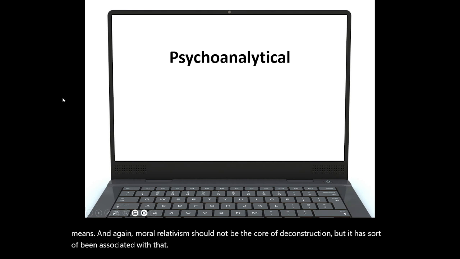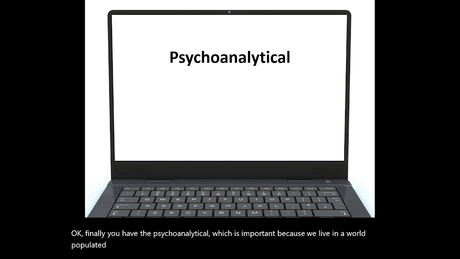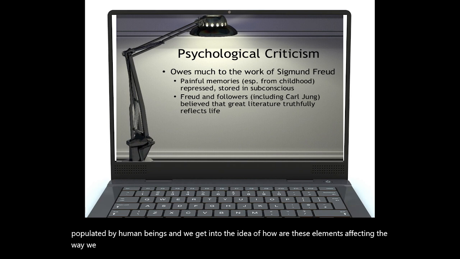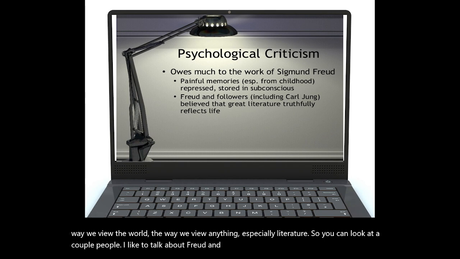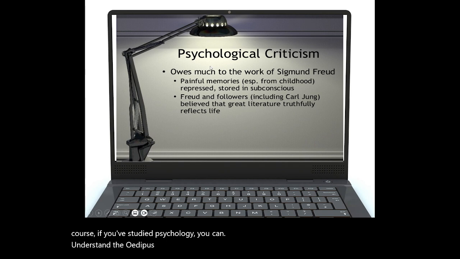Okay, finally, you have the psychoanalytical, which is important because we live in a world populated by human beings, and we get into the idea of how these elements are affecting the way we view the world, the way we view anything, especially literature. So you can look at a couple people. I like to talk about Freud and Jung. So with Freud, if you've studied psychology, you can understand the Oedipus complex. So the idea of the childhood repressed.